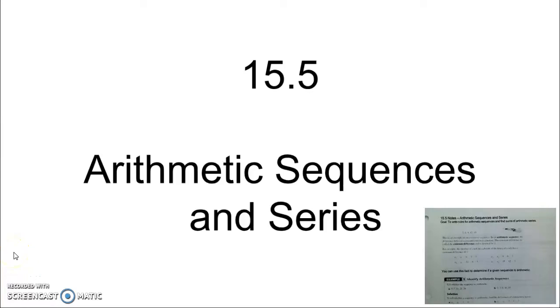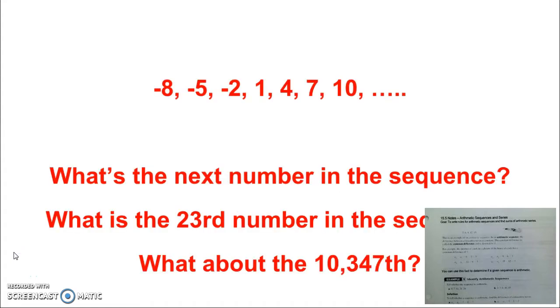We'll start today by looking at arithmetic sequences and series. So we have an example of an arithmetic sequence above. And you see -8, -5, -2, 1, 4, 7, and 10. And I think most of us, without very much thought, could come up with the next number in the sequence if we had to. It looks like the rule is to add 3 every time.